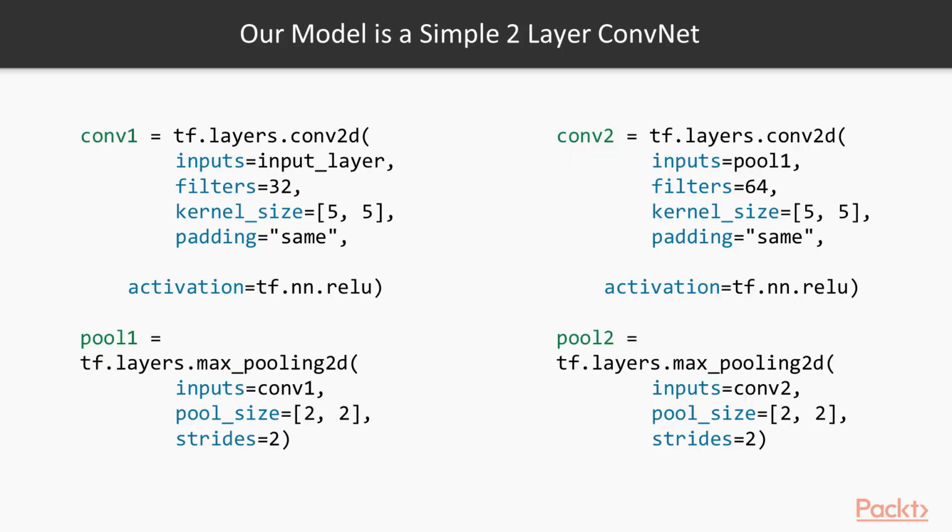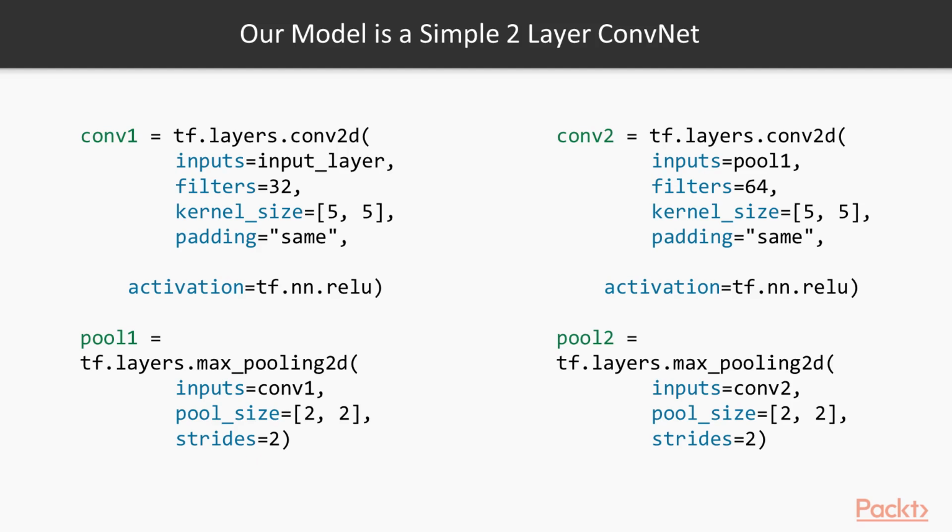So our model is a simple 2-layer convolutional neural net. The input layer is our 28 by 28 grayscale input image. With our first convolutional layer, we apply 32 different filters to get 32 different feature responses. Then we feed those feature responses to our first max pooling layer. The max pooling layer shrinks down the size of our feature responses to half its original size.